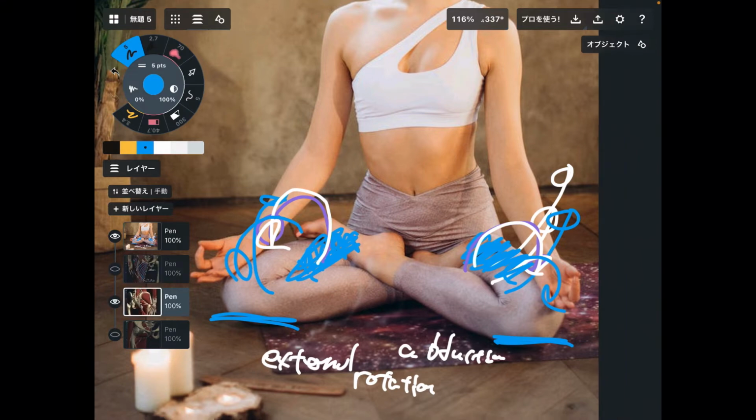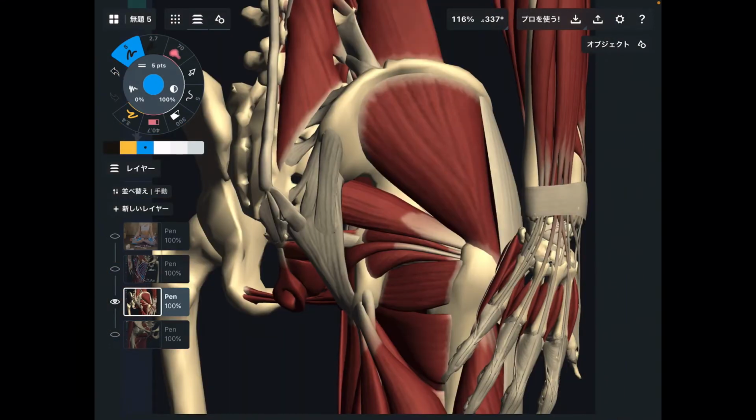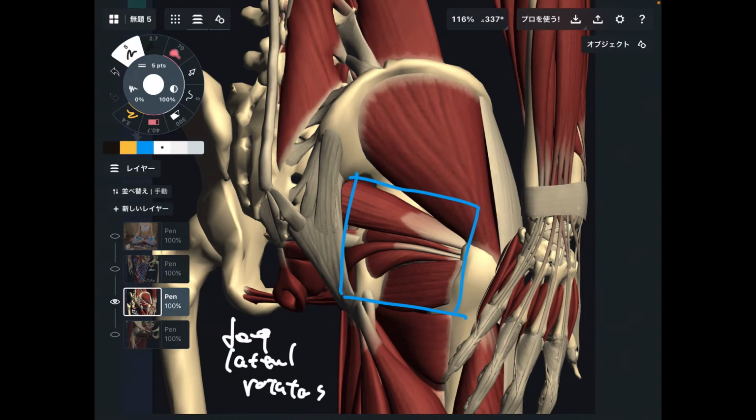Okay, let's go to posterior hip muscles. You see muscle groups here. There are 6 muscles in this group. This is deep lateral rotators. Deep lateral rotators or lateral rotators of hip, however you want to call it. I say deep lateral rotators. There are 6 muscles. This one is piriformis.